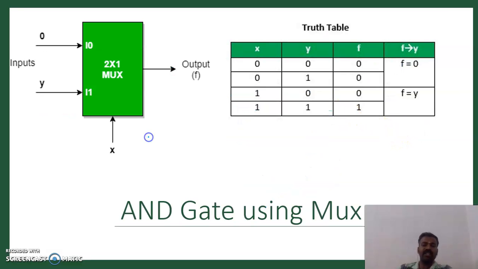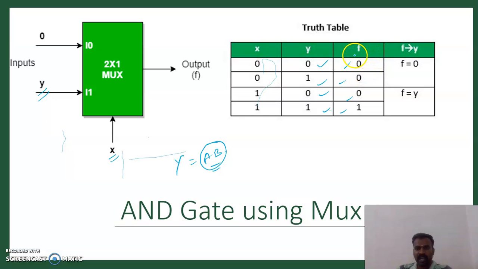Next, AND gate using mux. For the AND gate, we know the expression is y is equal to AB. It is a product term. Have a look at this. We need to use 2 variables as inputs and 1 selection line. In the place of the selection line I am going to use one of the inputs, x, and as the normal input I am going to use y. We know the AND gate truth table: 0 0, output is 0; 0 1, output is 0; 1 0, output is 0; 1 1, output is 1.